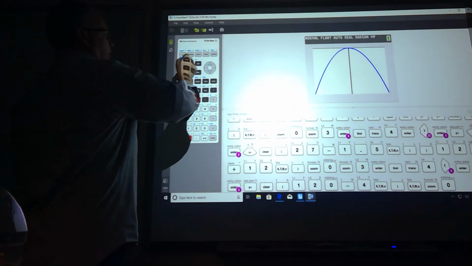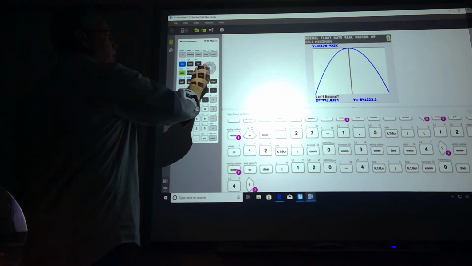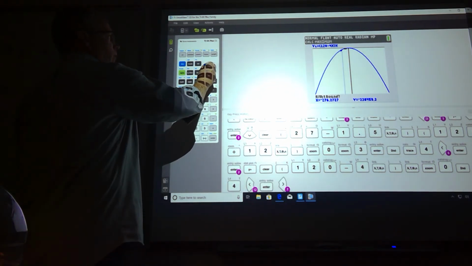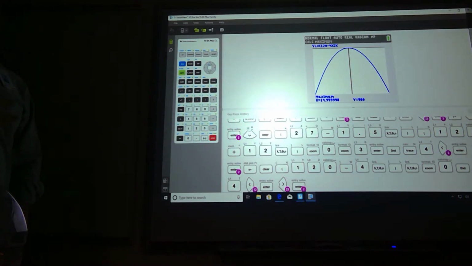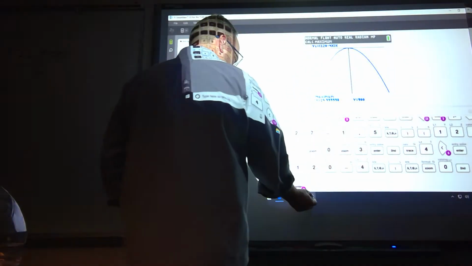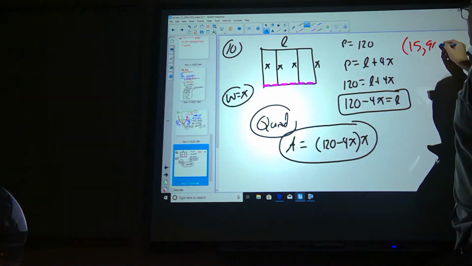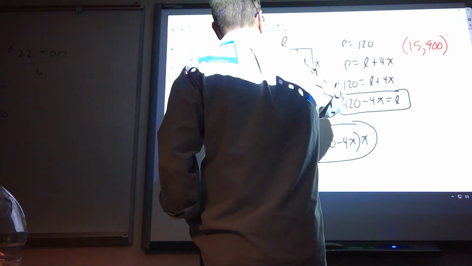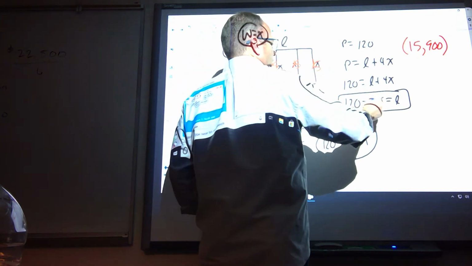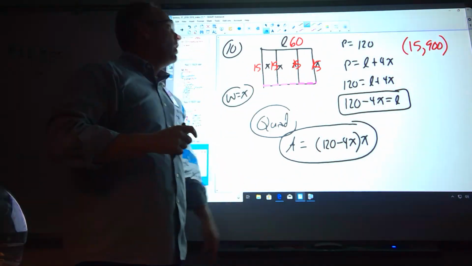I could start cutting stuff up. Basically, I'm just looking for the max. So second, max. I'm on the left side of it. Enter. Go to the right side of it. So I'm going to call that 15. Is that okay? Yeah. So 15 comma 900. 15 comma 900, that's my vertex. So that means my x values are each 15. And then my length is 60 right there. So 60 plus 15 plus 15 plus 15 plus 15 should give me 120.